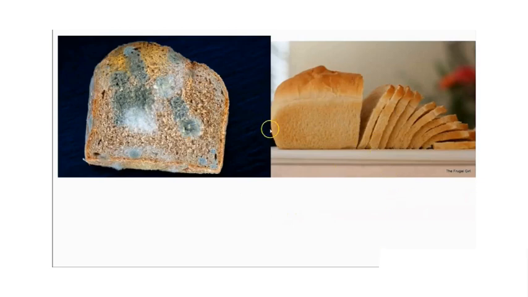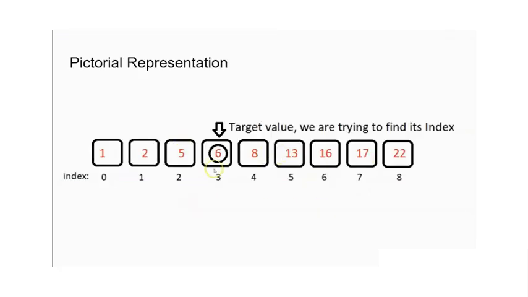Now, an example I like to give is you're looking for the moldiest piece of bread. So the way you'd find it is you cut this toast in half, and you see: is the left side more moldy or the right side more moldy? If the right side is more moldy, then you cut this remaining right side in half. You keep dividing until you find the moldiest slice of bread. And then we have the same array. Our target value is 6. We're looking for index 3.